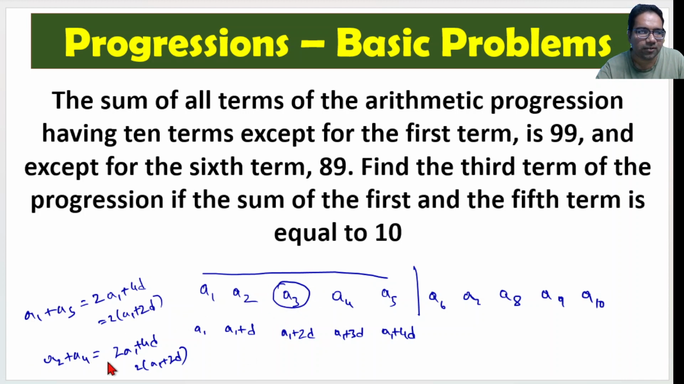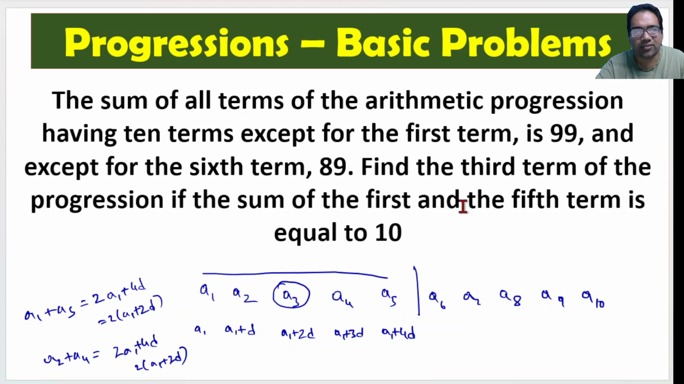Similarly, A2 plus A4 will also become A1 plus D plus A1 plus 3D, which is 2A1 plus 4D, which is also again 2 times A3. So basically, in any arithmetic progression you take, the middle one is always the average of the ones which are on its right and left.